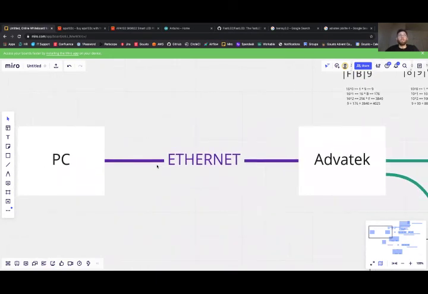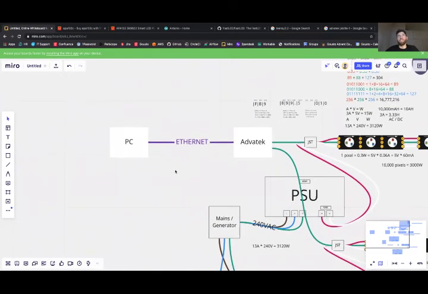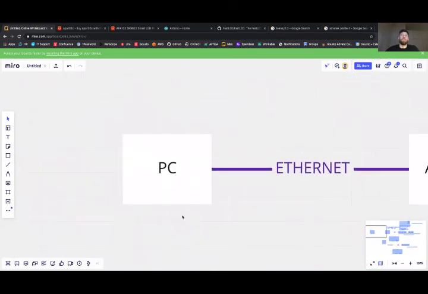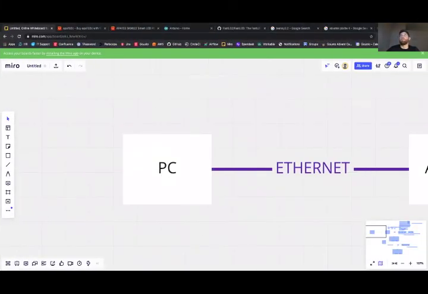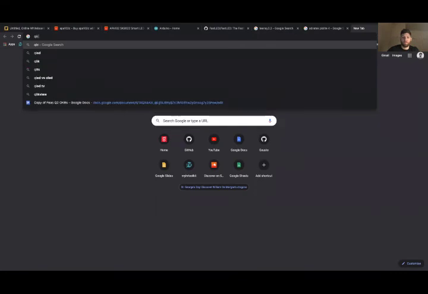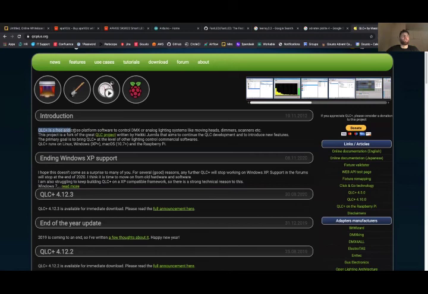Okay, so if you really want to get started with a fully fledged lighting installation, a custom lighting installation using LEDs in this fashion, the cheapest and thus best way to get started is to use free and open source lighting control software. So there is an item called QLC Plus. And you can simply download it for free. It's free and cross-platform software to control DMX or analog lighting systems like moving heads, dimmers, scanners, etc.